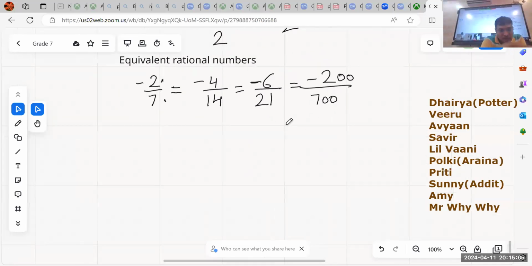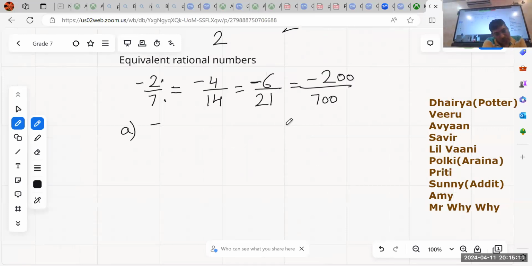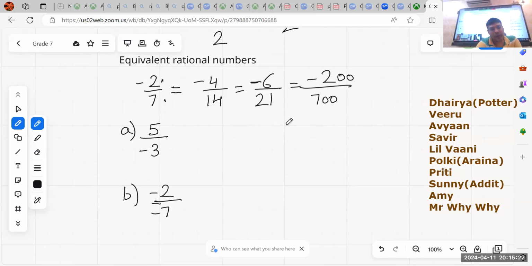So do the next questions. Give me two equivalent rational numbers for each of them. So in total, 4 answers you have to give in one message quickly. Yes, beta, you have to make equivalent rational numbers. We can make them.